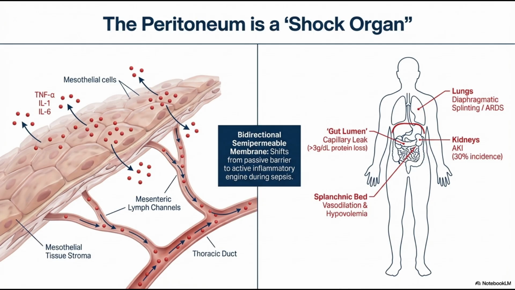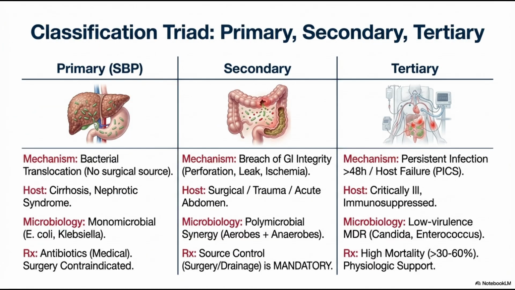Let's zoom out a bit. Part 3 of our deep dive covers the classification of these infections, the 3 peritonitis syndromes. This isn't just academic labeling. This changes the treatment entirely. It's crucial to categorize these correctly because the treatments are diametrically opposite.